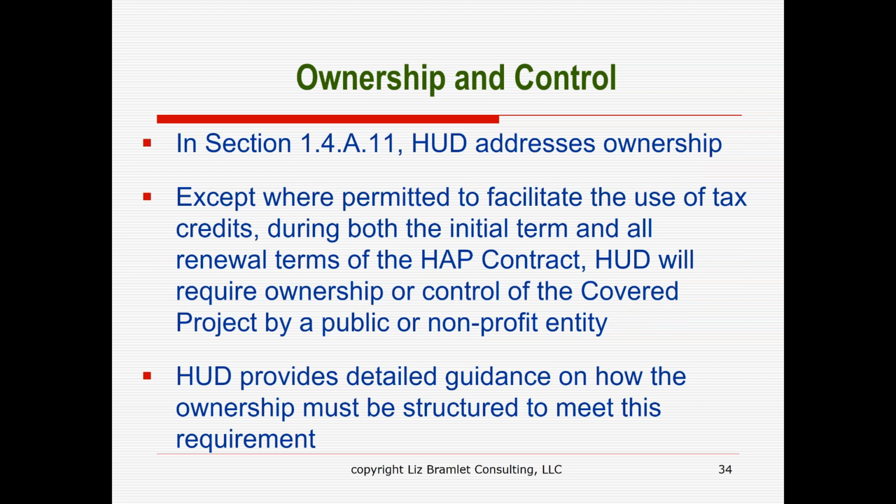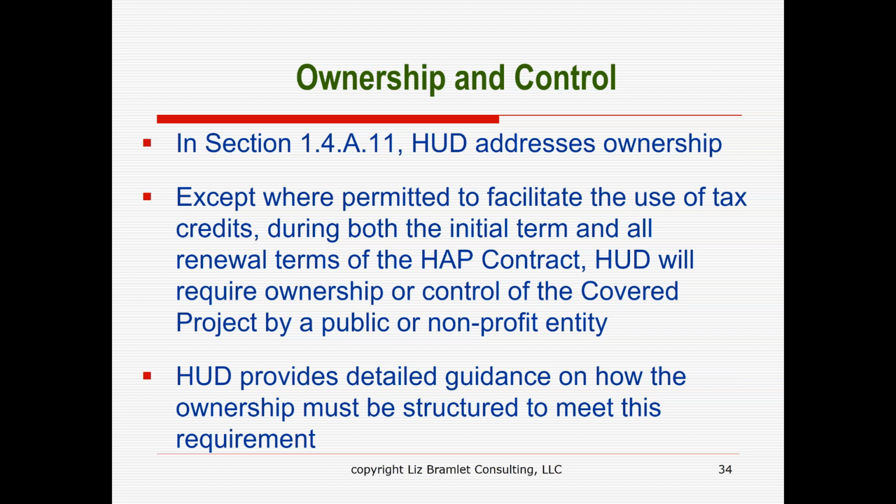Now, when it comes to ownership and control, they address it in 14.A11. And as we know from the beginning, HUD has said that they want these public housing units that are converting to long-term Section 8 to be owned by a public housing authority, the PHA, or a nonprofit entity. They give exceptions to that when a project is going to have tax credit financing. They give more specifics in this notice about how the ownership has to be structured in order to meet RAD standards.